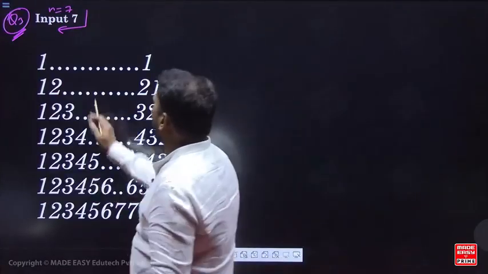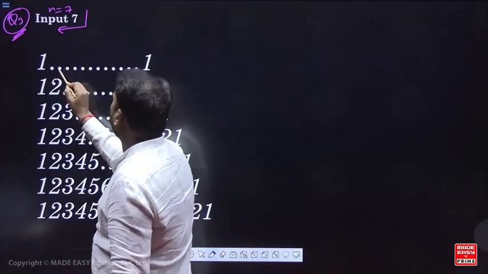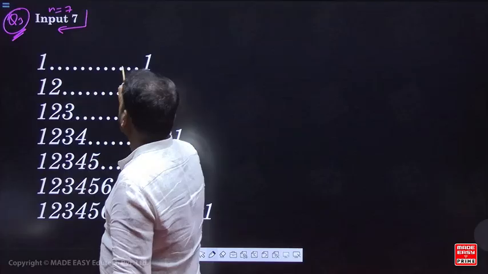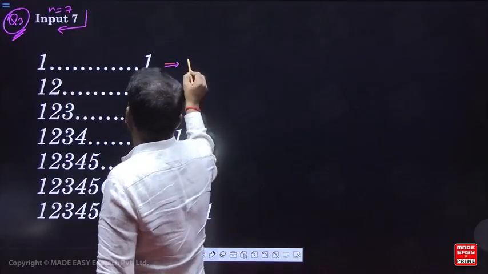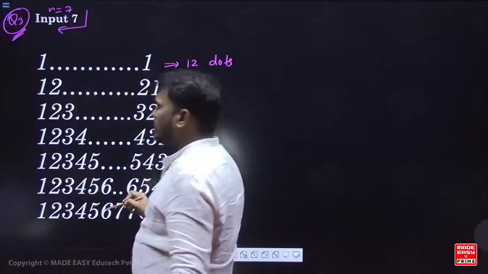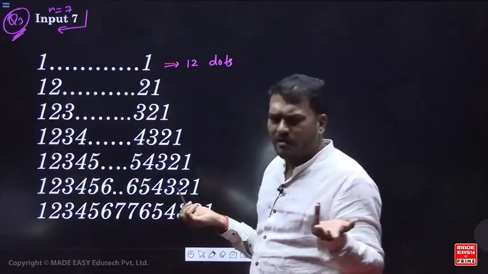Right, you take input as 7. I want to print the pattern like this. First, I want dots: 1 2 3 4 5 6 7 8 9 10 11 12. So here you are having 12 dots. You can print 12 dots or you can also print 12 stars, whatever it is, anything is fine.